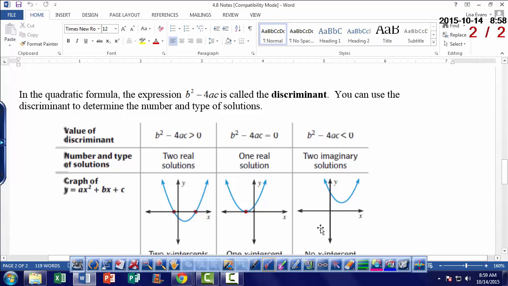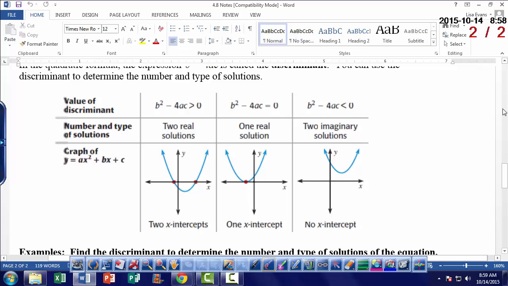Okay, now we're going to talk just about the solutions of the quadratic formula. So in the quadratic formula, the expression b squared minus 4ac, that's the part underneath the square root, is called the discriminant. You can use the discriminant to determine the number and type of solutions. So for example, when we have a positive number underneath the square root, we end up with 2 real solutions. Visually, what's happening is our parabola is intercepting the x-axis twice. So when this is greater than 0, 2 real solutions.